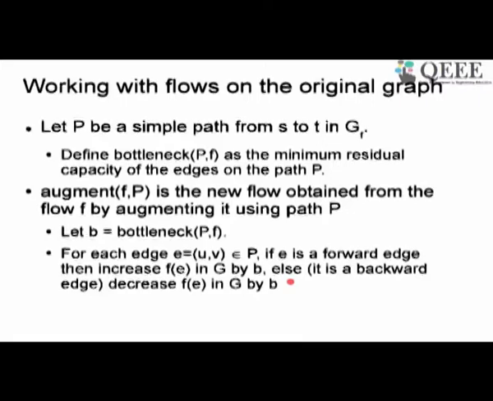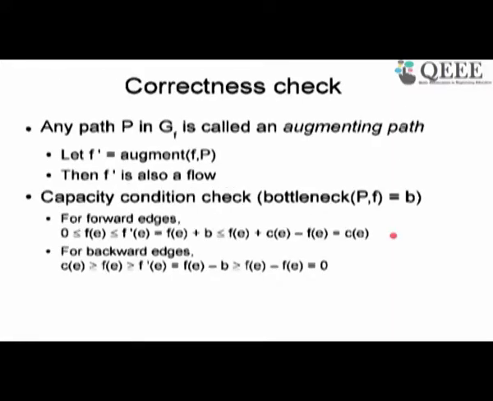Okay. Either add b to the flow, or decrease b from the flow, depending on whether it's a forward edge or a backward edge. Remember, a backward edge means undo, so you should decrease the flow. A forward edge basically means balance capacity is there, so you want to increase the flow. Okay. So you are basically checking what is the minimum weight edge on a path and using that bottleneck to increase or decrease the flow on the edges of the graph accordingly, right?